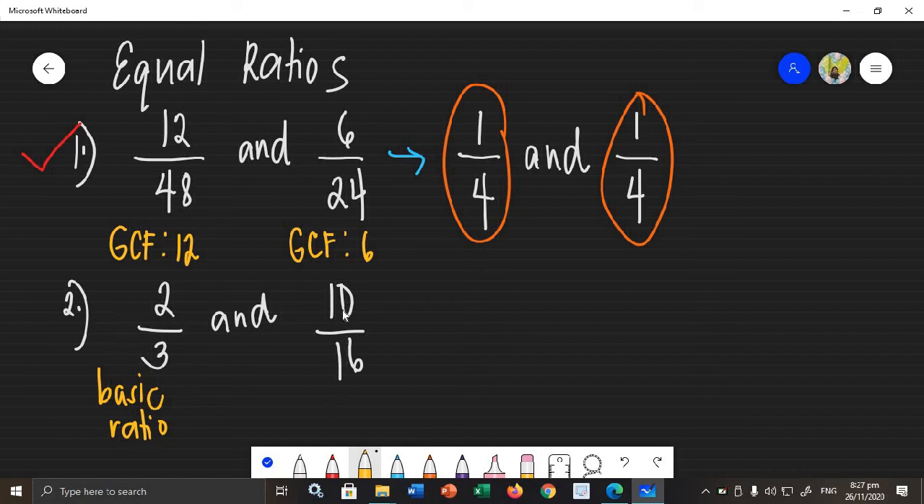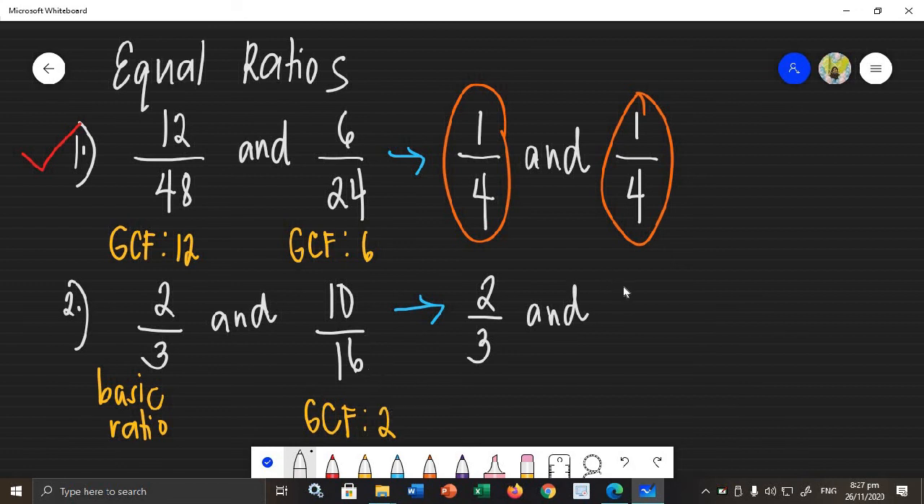Okay? So, dito tayo sa pangalawang ratio natin. So, ang GCF ni 10 and 16 ay ano? Ano kaya? 2. Okay? So, we have 2 as the GCF of this. So, now, let's get the lowest term of each ratio. So, yung una, wala na siyang lowest term. Okay siya. Naka-basic na siya eh. Basic ratio na siya. And then, 10 over 16, we need to divide both of this by the GCF.